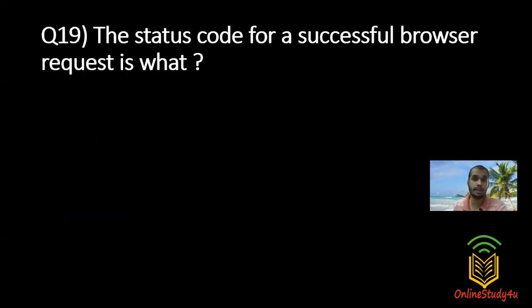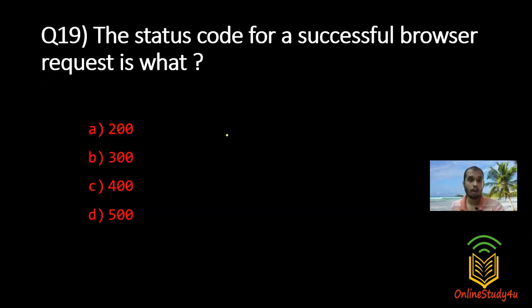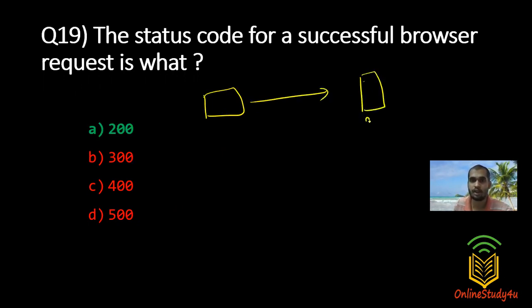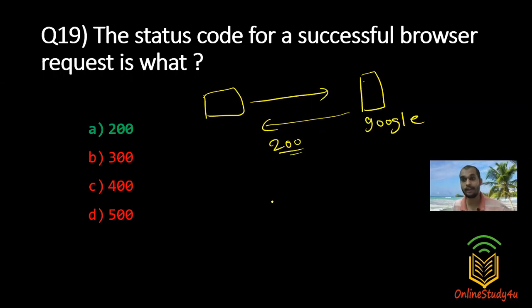For the next question, the status code for a successful browser request is what? Option A, 200, option B, 300, option C, 400, option D, 500. And it is very simple. Option A, 200. Whenever you send a request, your browser will send a request to the server that is sitting at some location. Let's suppose it's a Google server. And when it sends back a message, it will send a code called 200. That is, hey, it is successful.